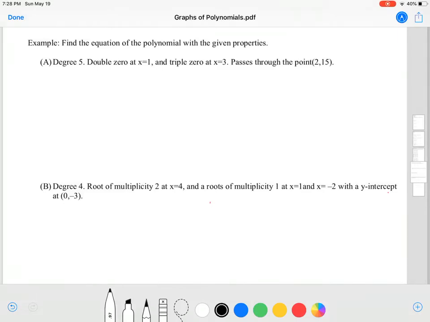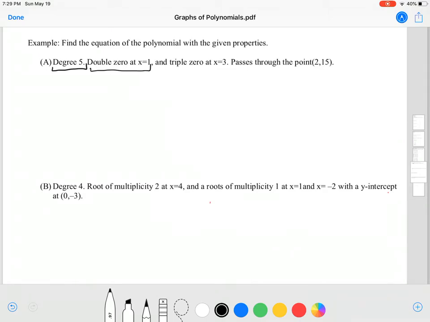In this video, I'm going to show you how to find the equation of a polynomial if you're given the properties of that polynomial. So in example A, it says we need to find a polynomial of degree 5. So we want to make sure when we finish and find our answer that that makes sense and matches up with the fact that it should be degree 5. Now, it also tells us that we have a double zero at x equals 1. And there is a subtle difference between 0 and x-intercept.